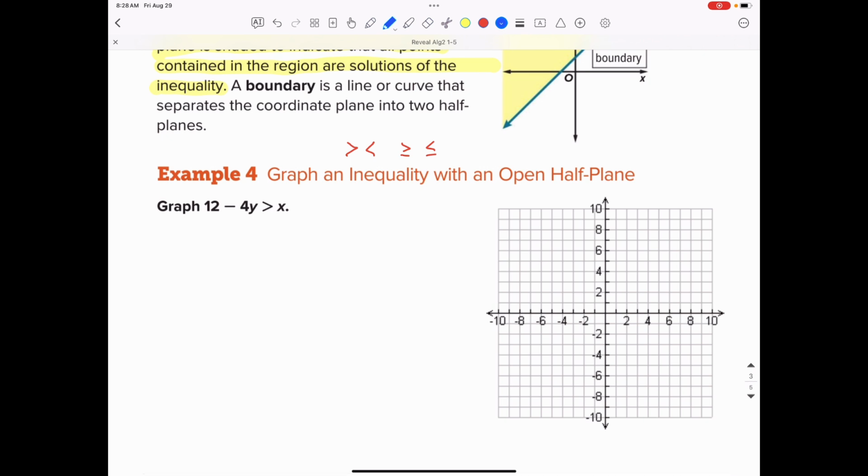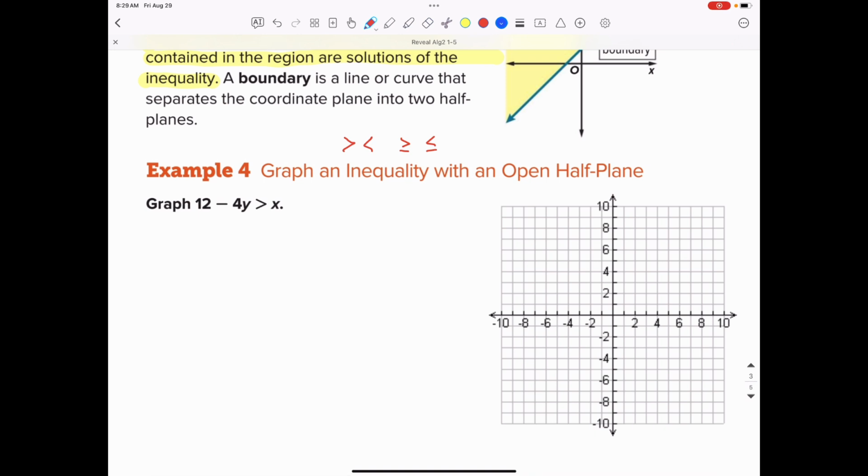So the next example is 12 minus 4y is greater than x. The boundary line is found by solving for y. So when you take that equation, we're going to subtract 12 from both sides, and that's going to give me negative 4y is greater than x minus 12.